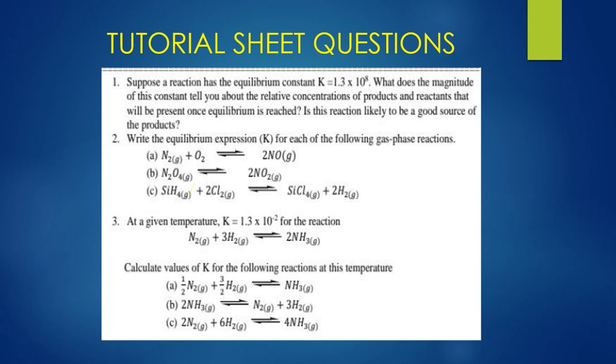And then question 3 is saying at a given temperature you have K to be 1.3 times 10 to the power negative 2 for the reaction. This is ammonia again. Now here you're not supposed to find K because K has already been found for you. And then the question is saying calculate the values of K for each of the following reactions. So this one you just have to be comparing with the first one, the changes, what's happening. And I'm sure this one you have already done it.